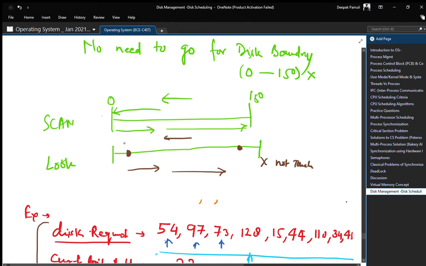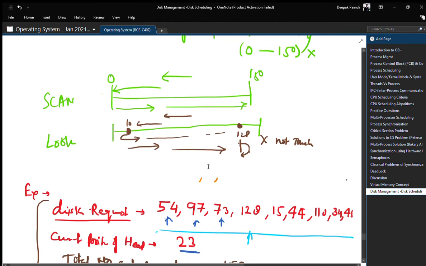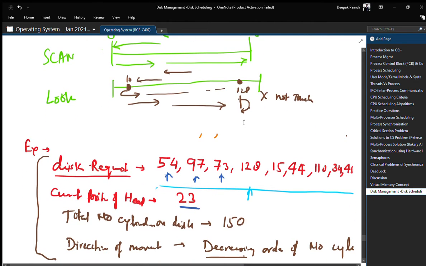That means if we have a lowest request of 10, our head will move up to 10, and after cylinder number 10 it will reverse its direction. Let's say we have a highest request of cylinder number 128. It will move up to 128 only, and then again reverse its direction, right, if requests are there. So now let us understand it with the same example.